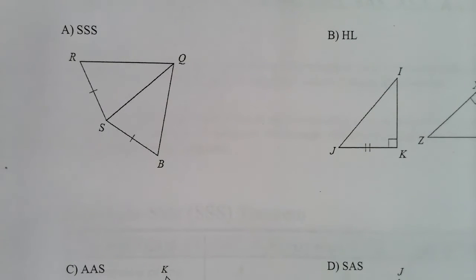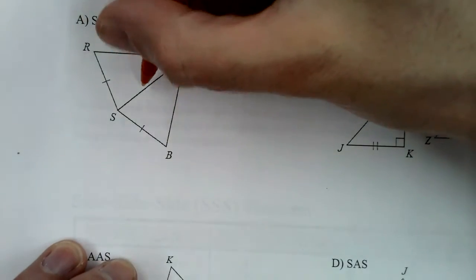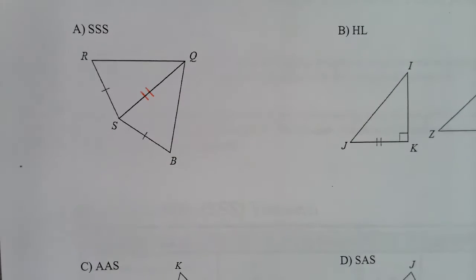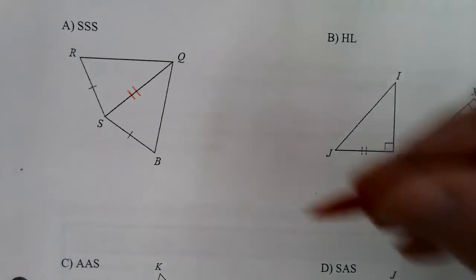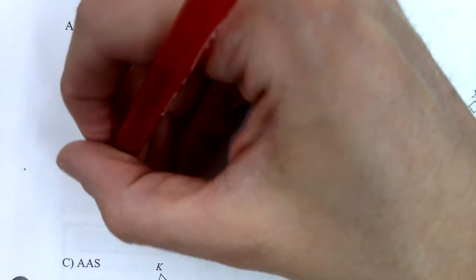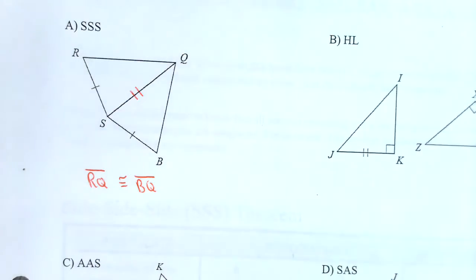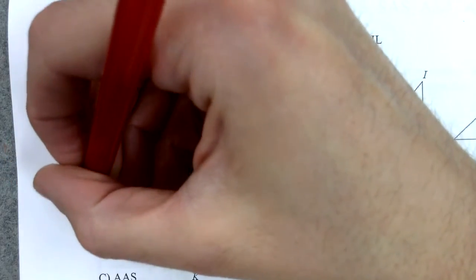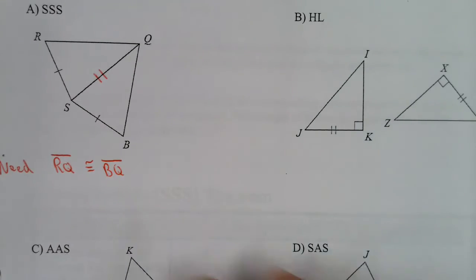Okay, example 2A. What else do you need for side, side, side? You do not need to be told that QS is congruent to QS. You should know that yourself. Label that yourself. So what else do you need for side, side, side? You need to know that RQ is congruent to BQ. That's what you need.